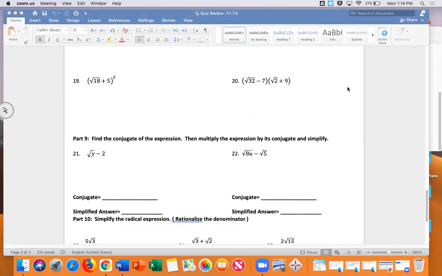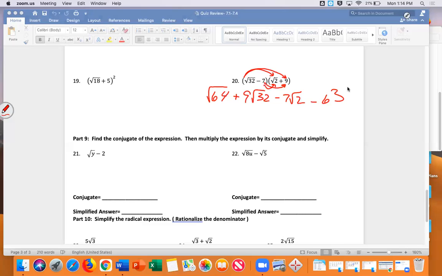All right. Ariana, with number 20, I'm just going to distribute that root 32. Root 32 times root 2 is root 64. Do you agree? Root 32 times 9 is just 9 root 32. Do you agree? Negative 7 times root 2 is negative 7 root 2. You okay with that? And negative 7 times 9, that's negative 63. Are you all good with that?